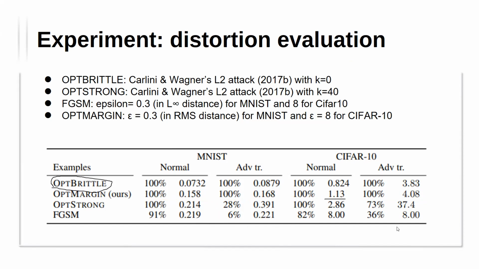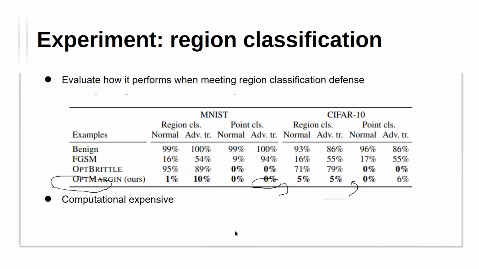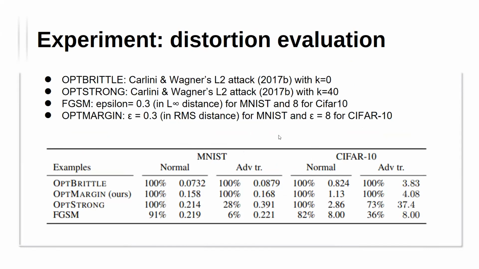So for the opt brittle baseline, in both models, it achieved 100% adversarial attack success, right? And this value is supposed to be the distortion ratio. And we can see that the opt margin was always larger. So it's not as good as opt brittle. Okay, so what's the point? They're not about to outperform the baseline, but they have other evaluation measures, and in this scenario they are better than opt brittle. Their conclusion is that the distortion is larger than opt brittle, but smaller than opt strong.